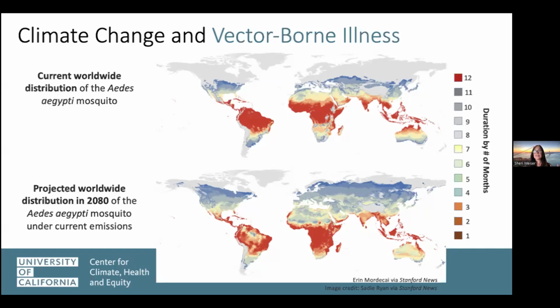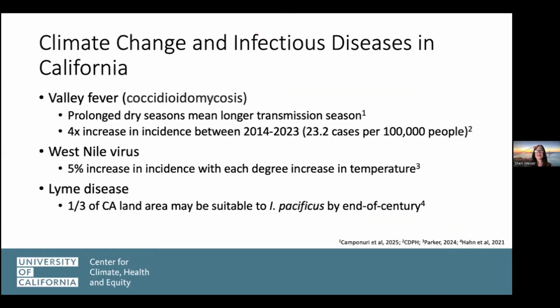And you can see that the mosquitoes are projected to move away from some areas, but then they're going to be moving into new areas that don't have existing immunity or public health infrastructure, which will contribute to higher morbidity and mortality. In California, we know that our prolonged dry seasons mean longer transmission for valley fever, which is also increased by wildfires, and Dr.